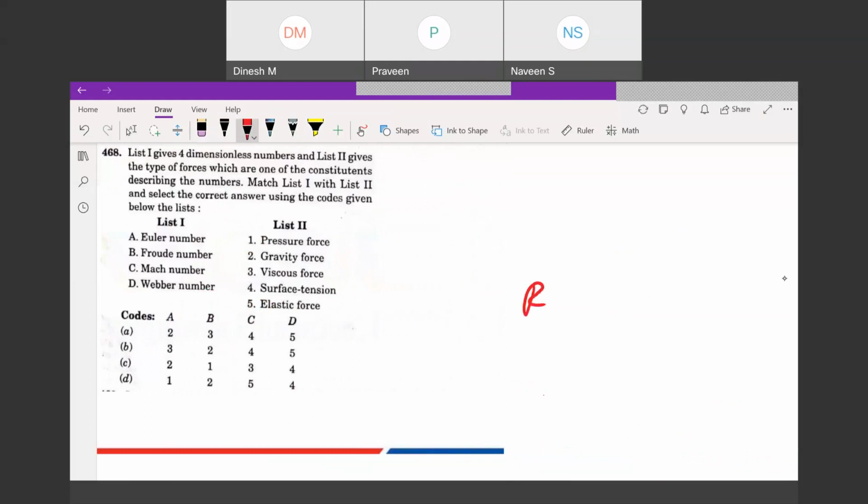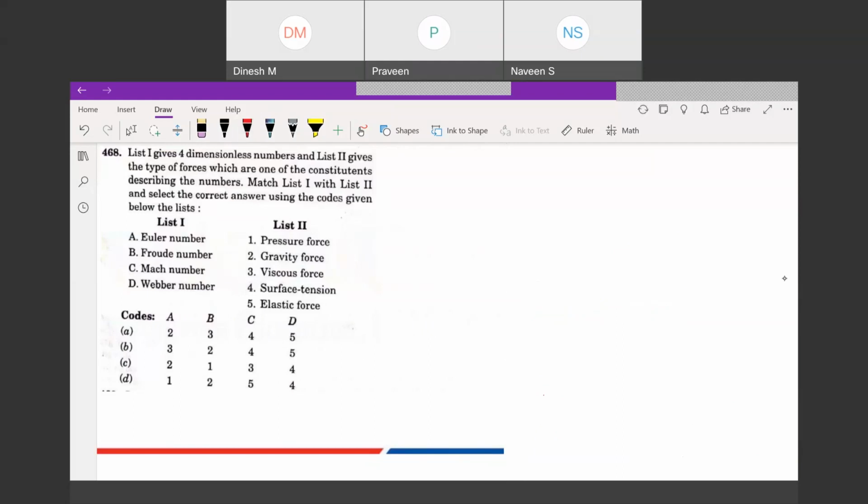When the Reynolds number is greater than 4,000, then it becomes turbulent flow in case of pipe. In case of flow over a flat plate, it is of the order of 10 to the power 7. Beyond that, it will be turbulent flow. Like that, they can ask.